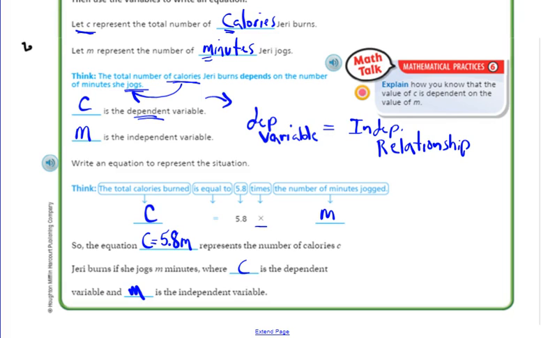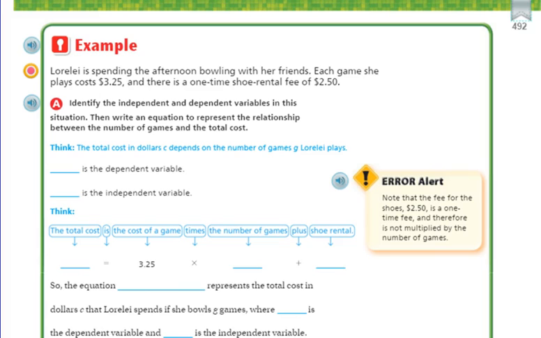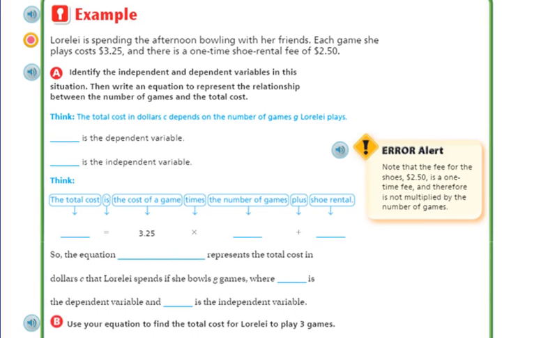All right, so let's go ahead and turn the page. We're going to look at another example on page 492. Please follow along while I read the problem here. Laura Lee is spending the afternoon bowling with her friends. Each game she plays costs $3.25, and there is a one-time shoe rental fee of $2.50. So let's go ahead and read that one more time and mark it up.